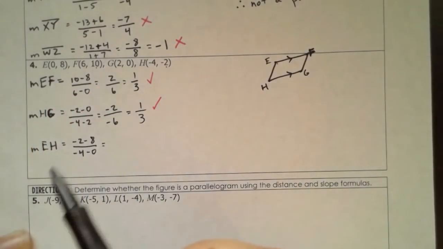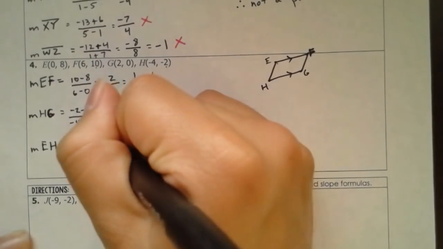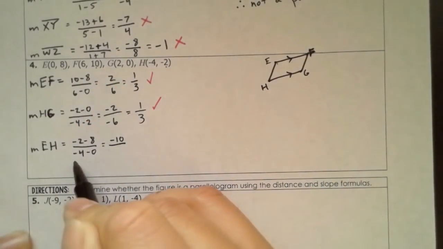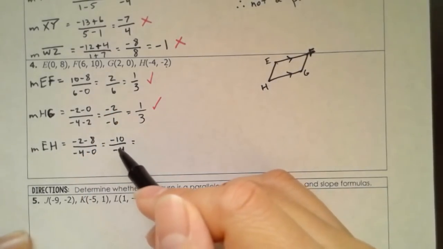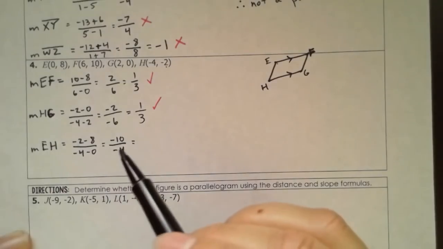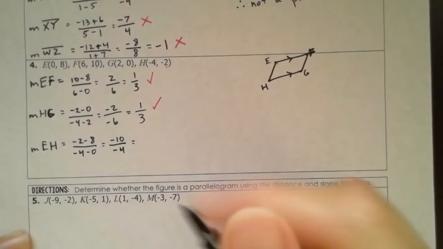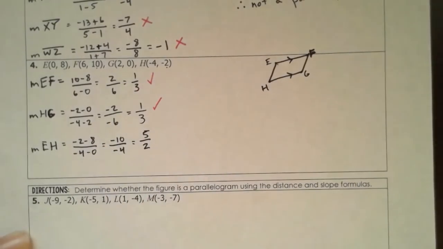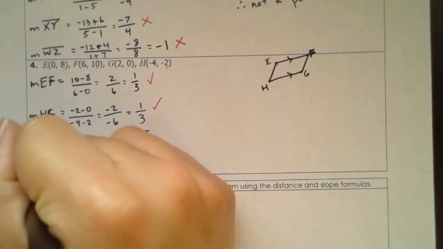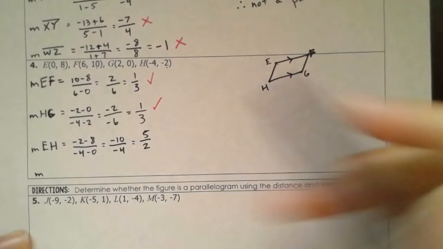-2 minus 8, you owe 2, you owe 8 more, you owe a total of 10. -4 minus 0, that's -4. Negative over negative is positive, and then you can simplify 10 over 4 into 5 over 2, so positive 5 over 2. Finally, we have the measure of FG.